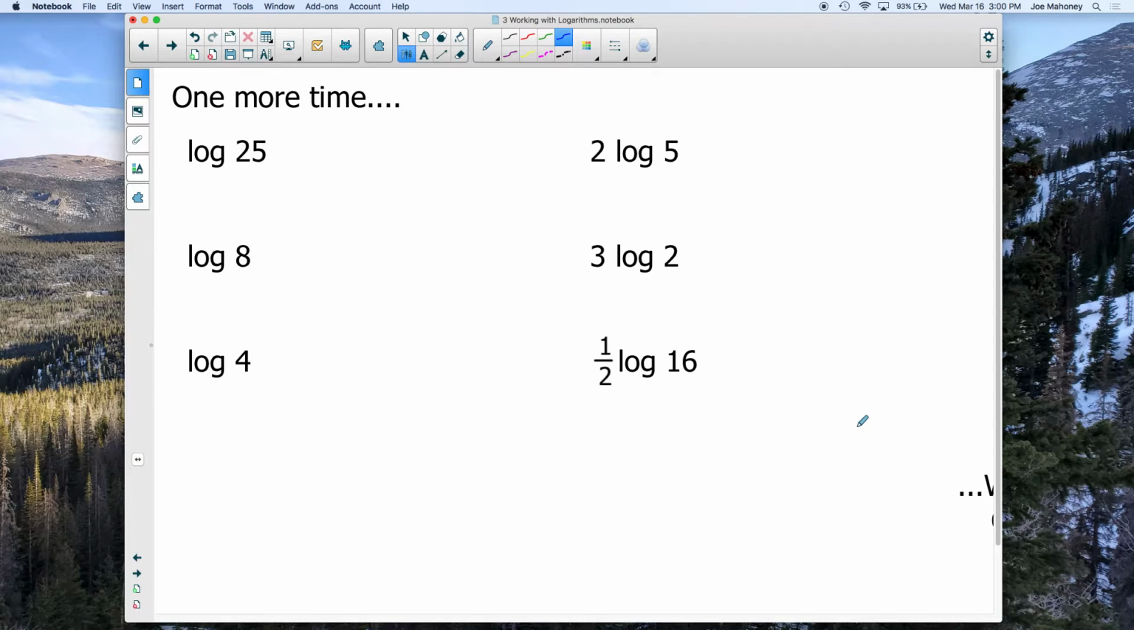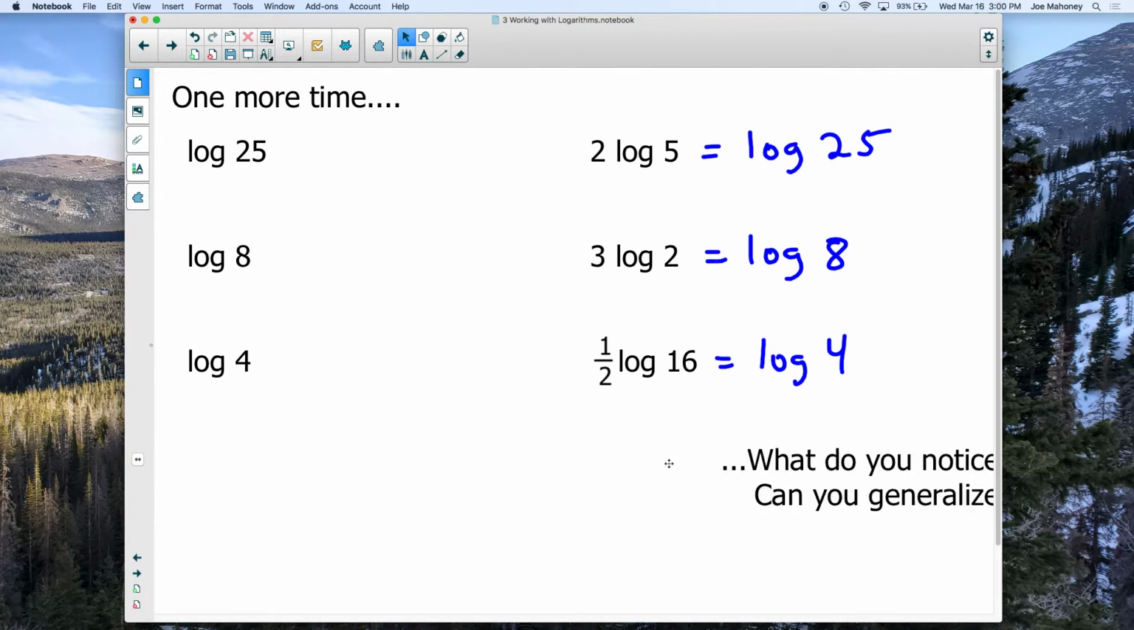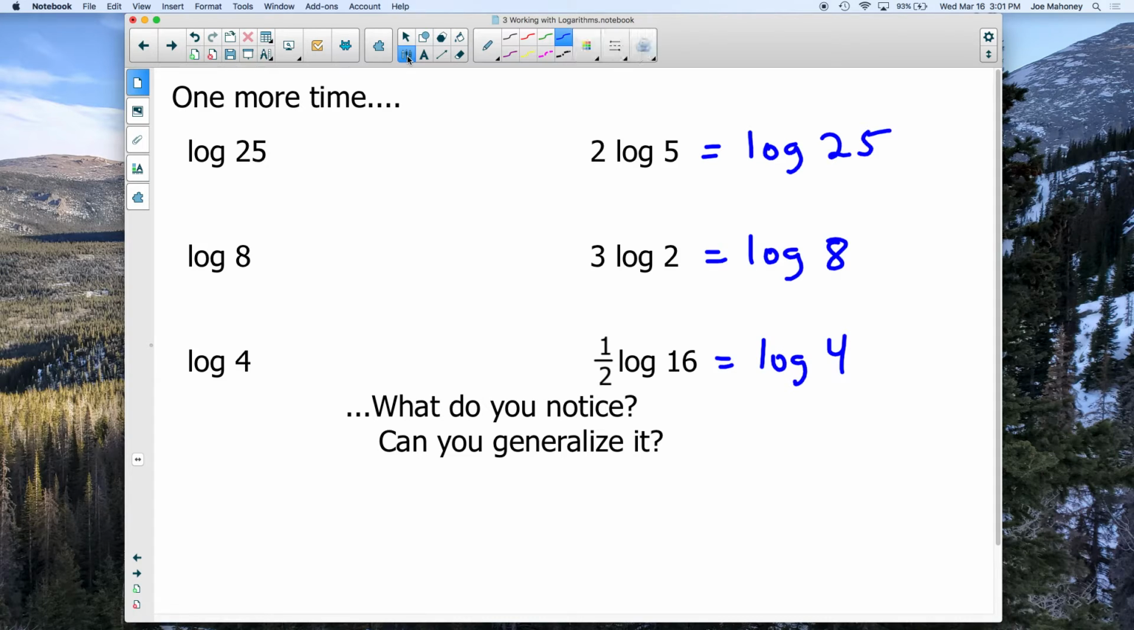So did you find that 2 times log 5 was equal to log of 25? And 3 times log 2 was the log of 8? And 1/2 log 16 was the log of 4? What's going on? So my question is, what do you notice? And can you generalize it? What do you think?